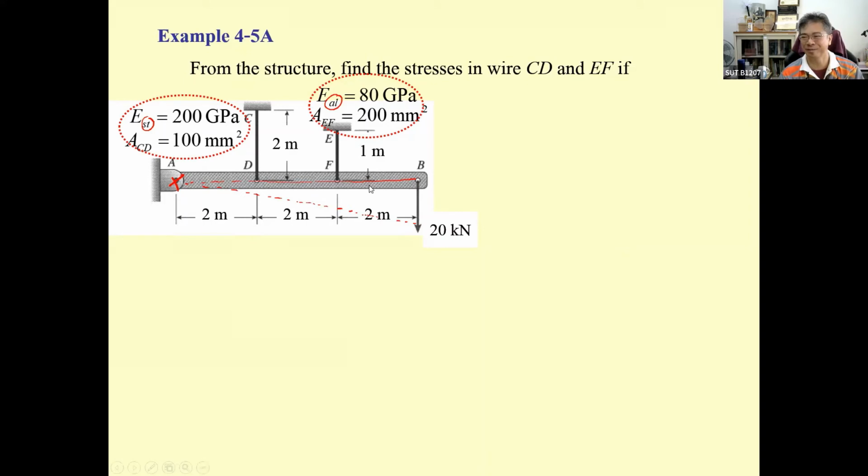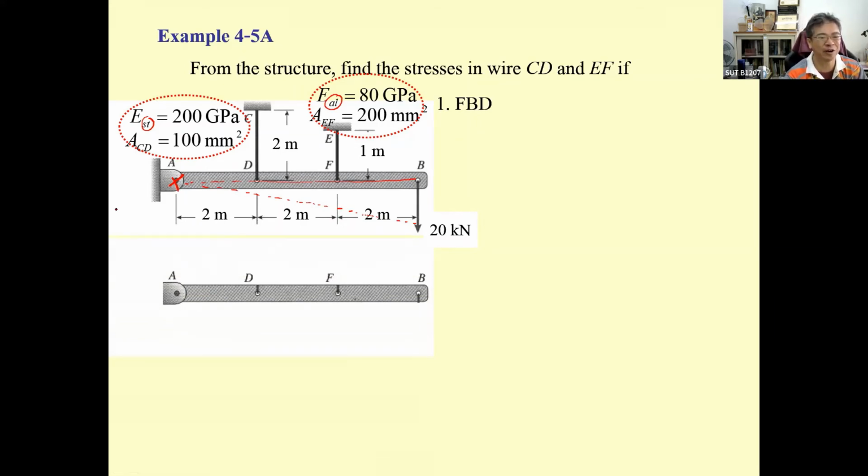You got to do the same thing. Draw the free body diagram of the beam ADFB and check what unknowns you have. So A is going to have, this is a pin, so you have A sub X and A sub Y over here. This is a wire, the same as a rubber band. The force is only the axial force, T sub EF and T sub CD.